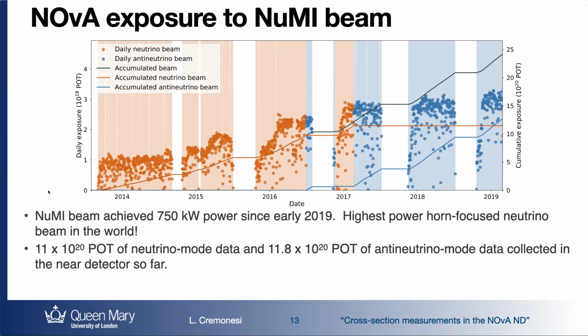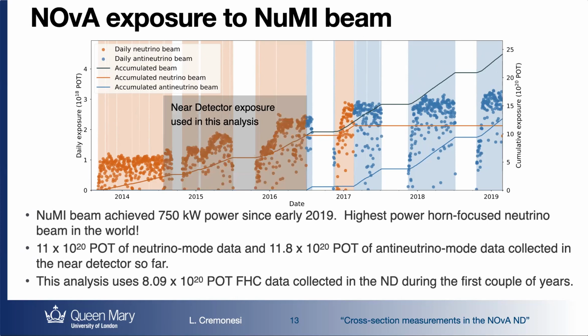And then on the right-hand side, the lines, those are the cumulative exposure. So that's if you sum them up, integrate them through time. The orange times is when we were running in neutrino mode, and the blue times is when we were running in anti-neutrino mode. For the analysis that I'm going to show today, we are using this fraction of our neutrino data, which is about 8 times 10 to the 20 protons on target, that were collected at the near detector.